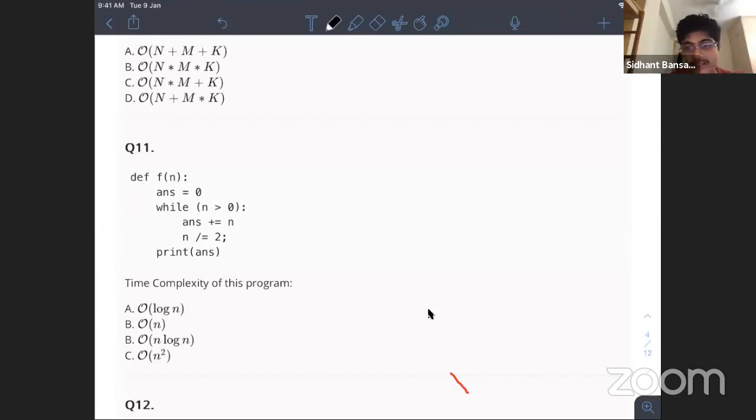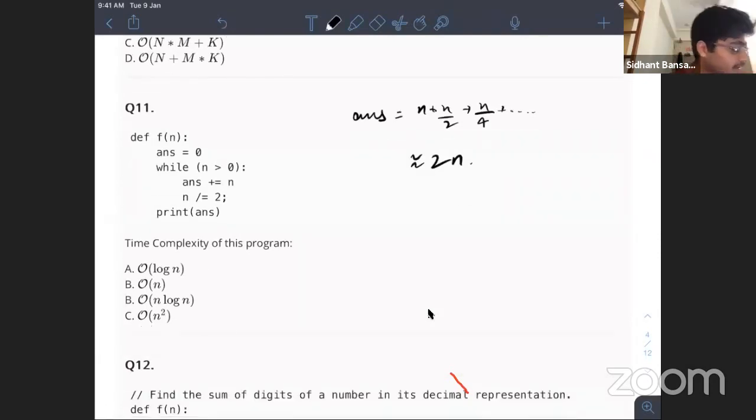It's adding n, then it's adding n by 2, then it's adding n by 4, right? So answer looks like n plus n by 2 plus n by 4 dot dot dot, so it'll roughly be 2n. I'm not sure, if n is a power of 2, then it definitely will be 2n. Otherwise, it might be something else, right? We don't really care about what answer is, just a curiosity question.